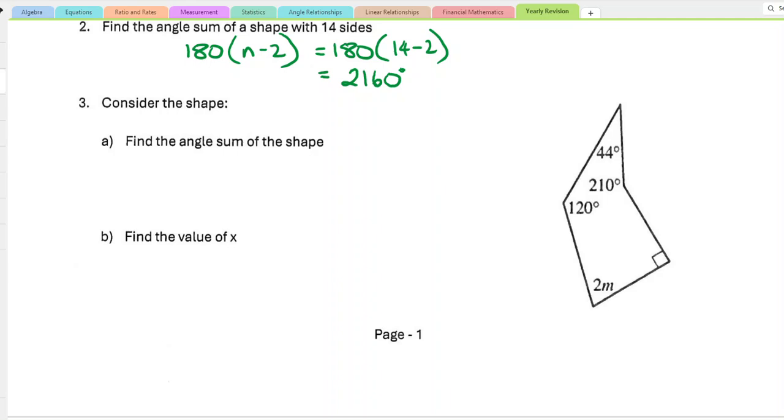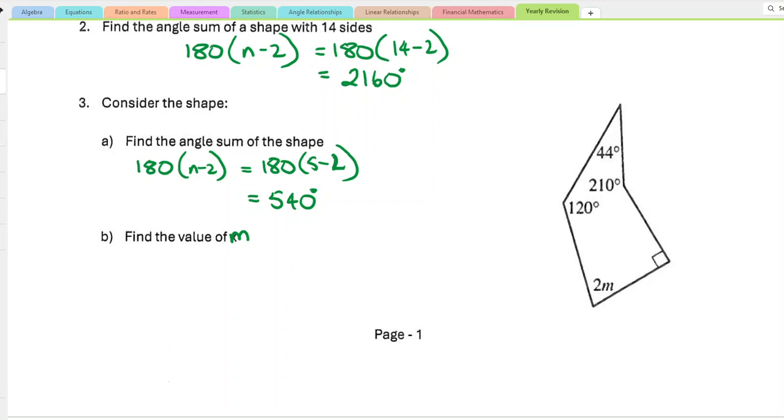Okay, we use that to do questions like question 3. This says, consider the shape over here on the right, find the angle sum of the shape, and then we want to find the value of m. So this shape has 1, 2, 3, 4, 5 sides. So I'm going to use that same formula, 180 times n minus 2, which is going to be 180 times 5 minus 2. That equals 540 degrees.